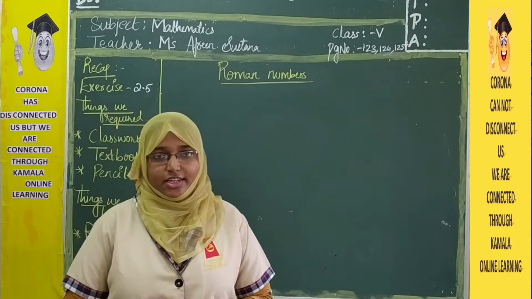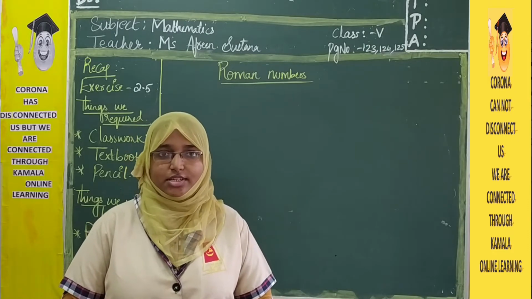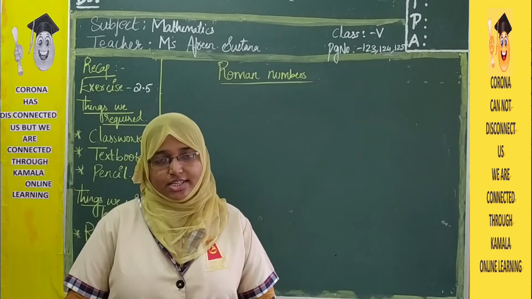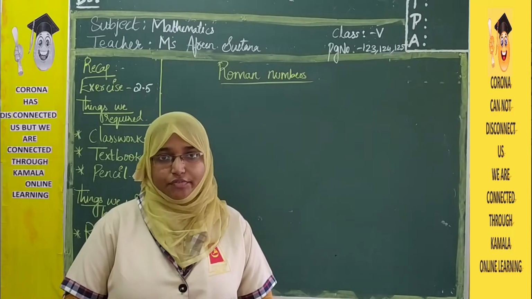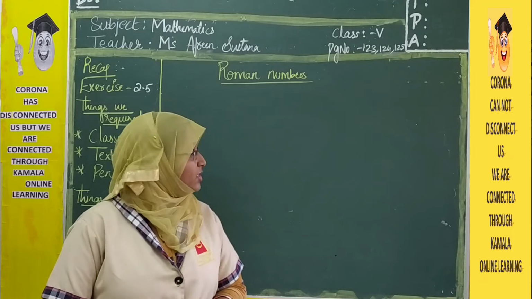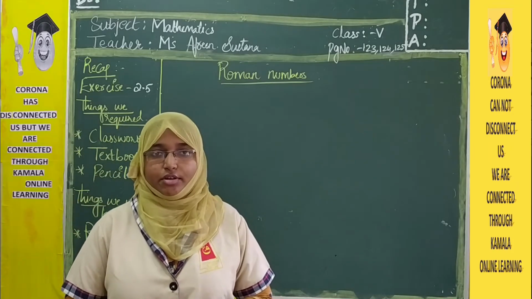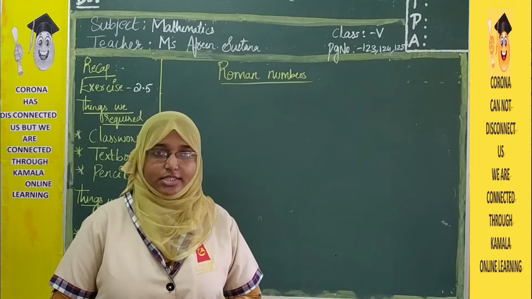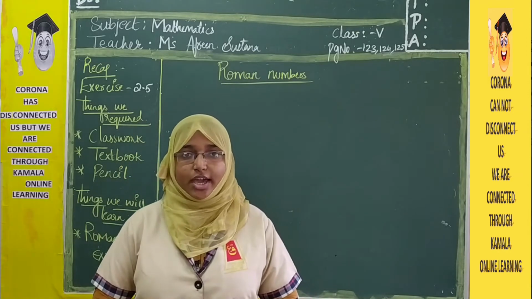So today we are gathered here to have our academics, right? In the last session we discussed exercise 2.5, which is based on rounding of numbers. Today is a continuous class where we will start with the concept of Roman numbers and try to complete our exercise 2.6. So let us start. Before starting, I will just open classwork, textbook and pencil.